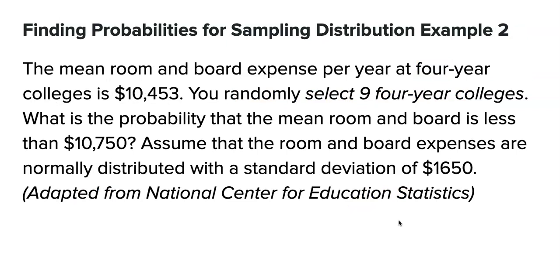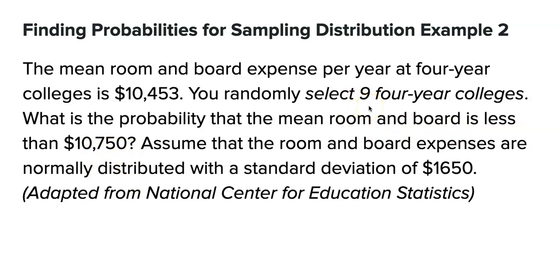The mean room and board expense per year at four-year colleges is $10,453. You randomly select 9 four-year colleges. Look at that tiny sample size of 9. So small, it's less than 30. What are we going to do? What is the probability that the mean room and board is less than $10,750?